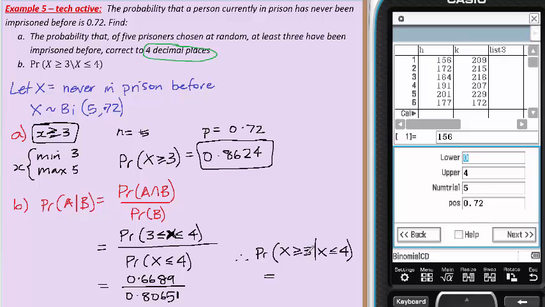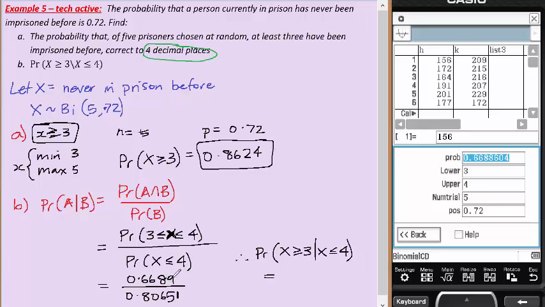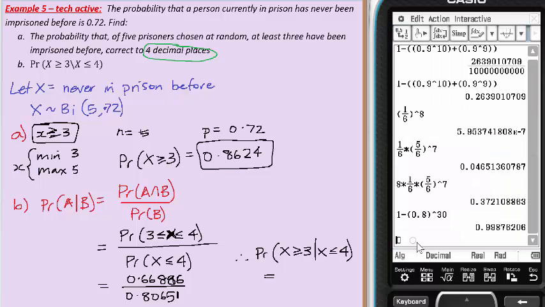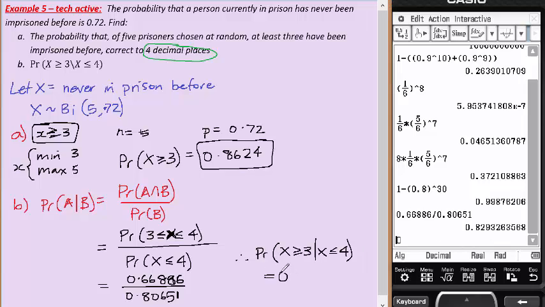My numerator, which was between 3 and 4, is 0.66886, so let's change this to 0.66886. And now I'll put these numbers in to divide them. So I'll go back to my main screen and say 0.66886 divided by 0.80651, and that gives me an answer of 0.8293. 0.8293, and that's my probability that it is greater than or equal to 3, given that it's already less than or equal to 4.